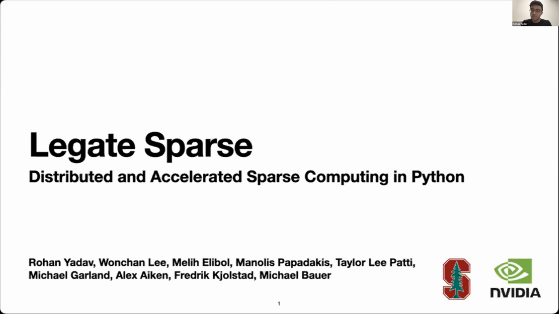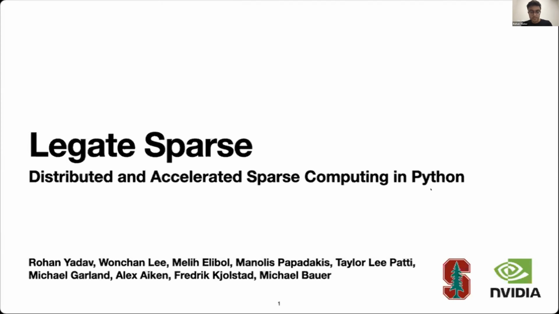So thanks for the introduction. So yeah, I'm Rohan. I'm a third-year PhD student at Stanford. I work with Alex Aiken and Fred Kilstead, and I'll be talking to you today about Legate Sparse. This is a way to execute familiar scipy and NumPy-based Python programs across clusters of CPUs and GPUs. And this is work in collaboration with a lot of folks over at NVIDIA as well. All right, so I'll get started.